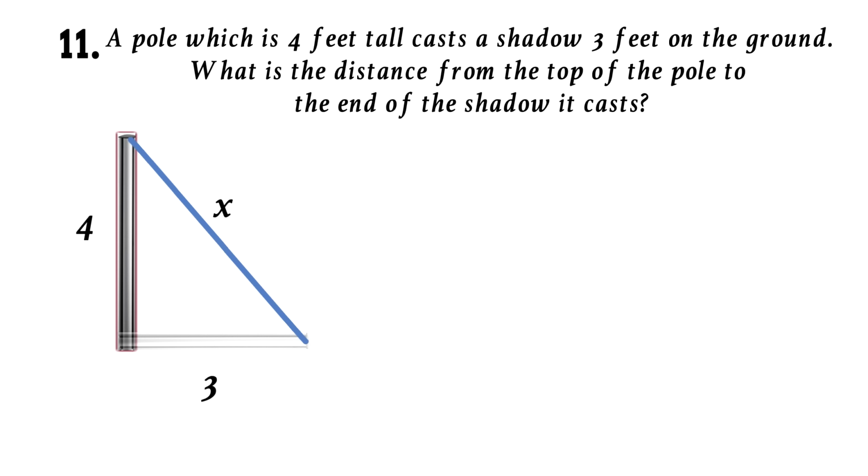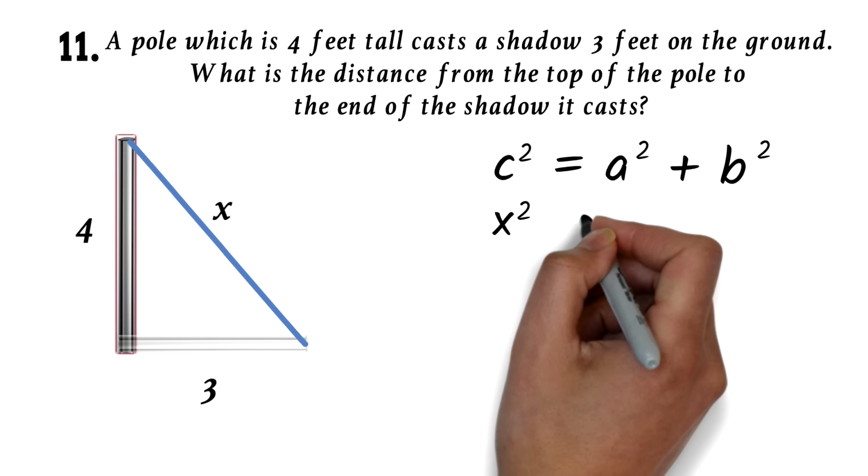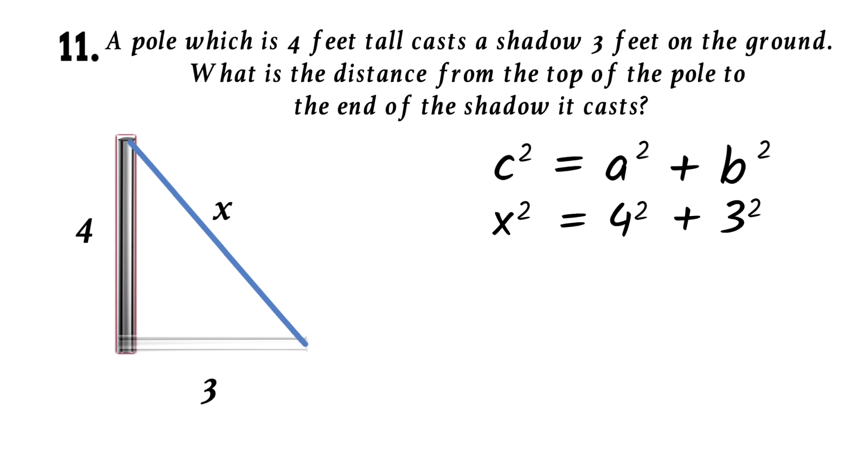Now, this question is just like the previous. You can try it out yourself. We can use the Pythagorean theorem to solve it. This formula will be given to you on the GED. The hypotenuse, which is the long side, squared equals a squared plus b squared. Here, the long side or hypotenuse is what we are finding. So we have x squared equals 4 squared plus 3 squared.